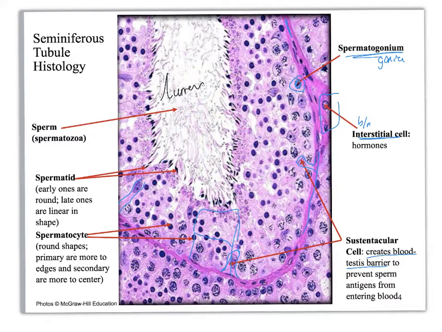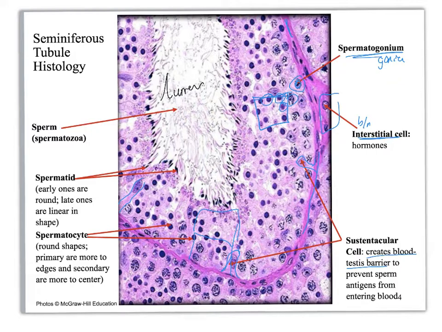And when it does that, we change its name again, and now we're going to have primary and secondary spermatocytes. So here are some of those spermatocytes. You'll notice that they're smaller and they're more in the middle. Now, if we were doing a more advanced class, I'd be asking you to differentiate primary and secondary on a histology slide. I'm not going to do that to you here. I just want you to remember that all of these are spermatocytes, okay?